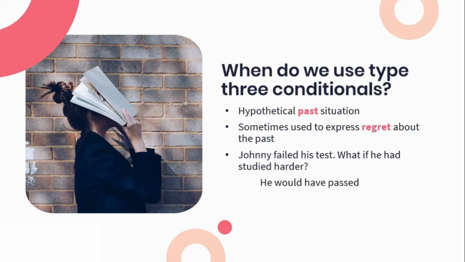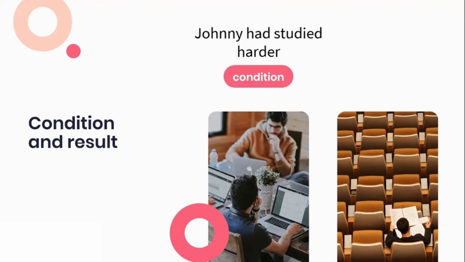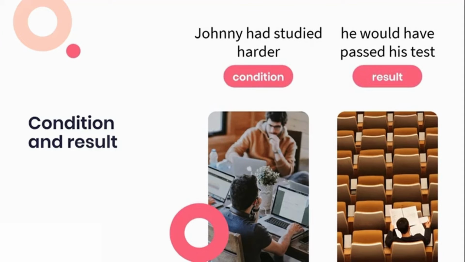Well, he probably would have passed if he had studied harder. So, first we've got "John had studied harder." Is this the condition or the result? Is it about the outcome or the cause of a situation? It's the cause, so it must be the condition. So that means that "he would have passed his test" must be the result. That's because passing the test is the outcome of studying harder. It's directly affected by the condition.